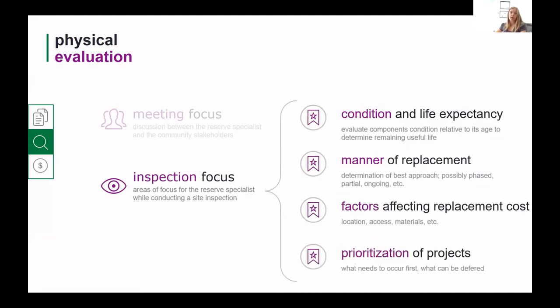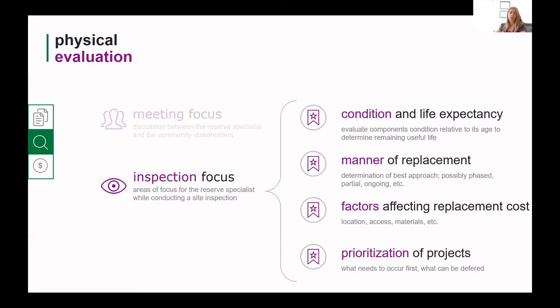After that meeting, we're conducting the inspection. The real focus there is on quantifying and condition assessments of those common components, right? In the meeting, we've discussed what the common components are, and now we want to visually assess them and quantify them. So we're looking at that condition and life expectancy. So based on the condition and the age, when do we anticipate the necessary replacement or repair of those capital components? What's the manner of replacement?